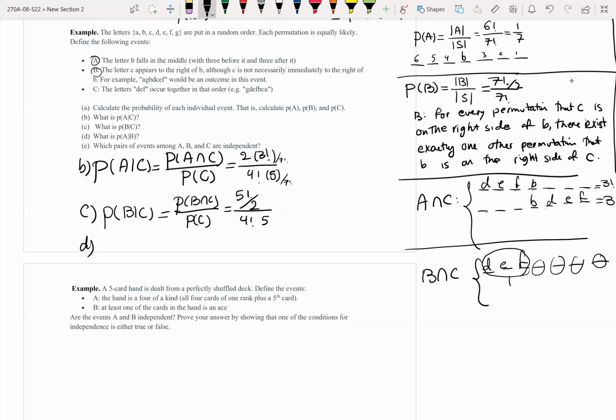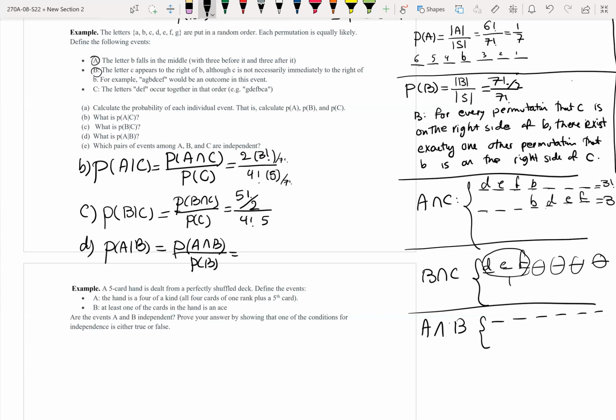Any question here? What's the probability of A given B? This is going to be the probability of the intersection divided by the probability of B. So what's the intersection? A intersected with B. A is the event that says B is in the middle.